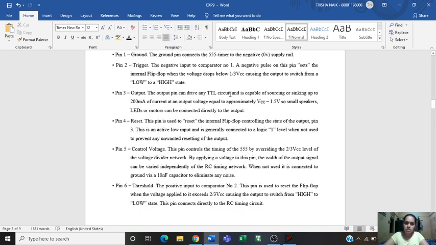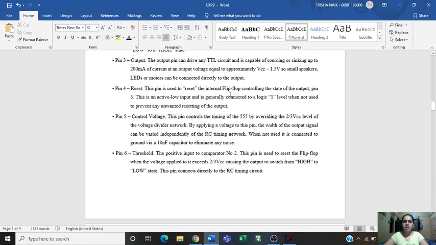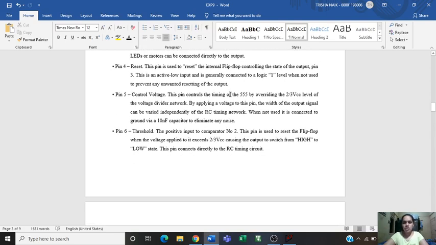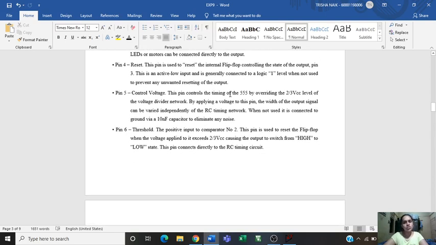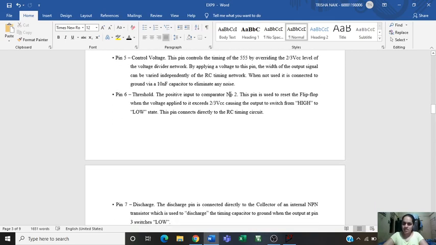Pin 3 is output. Pin 4 is reset. It is an active low input. Pin 5 is control voltage. You can use this pin to override the 2/3 VCC level of the voltage divider. When it is not used, it is connected to ground via a capacitor.